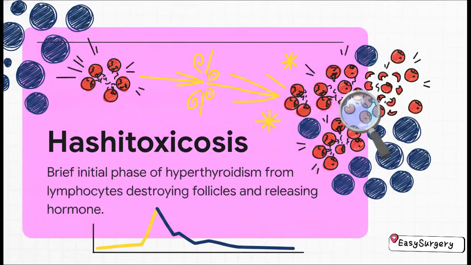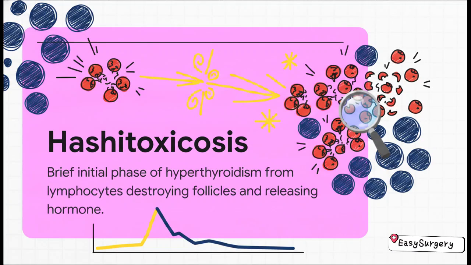Now let's talk about hashitoxicosis. This concept perfectly explains why Hashimoto's patients actually present as hyperthyroid at first before crashing into permanent hypothyroidism. Basically, autoantibodies stimulate lymphocytes to infiltrate the gland. As those lymphocytes ruthlessly destroy the thyroid follicles, all that stored up thyroid hormone gets dumped directly into the bloodstream. It creates this transient, highly toxic phase.